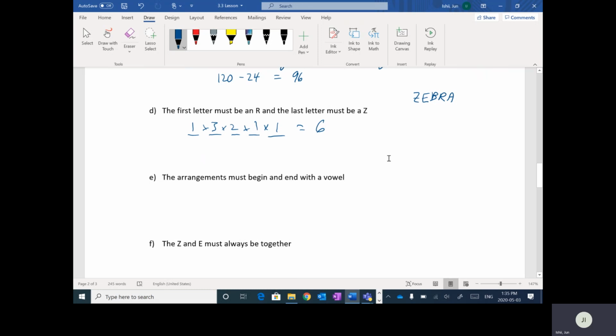Next up, arrangements must begin and end with a vowel. Again, 5 spots. How many vowels are there? There are 2 vowels. So there's 2 possibilities at the front, I can use the E or the A. And there's only one possibility at the end because I've already used one of the vowels. So 2 options for the first vowel, 1 option left over. And then for the other 3 letters, I have 3 options here, 2 options there, and 1 option there. If I multiply these together, it's going to equal 12.